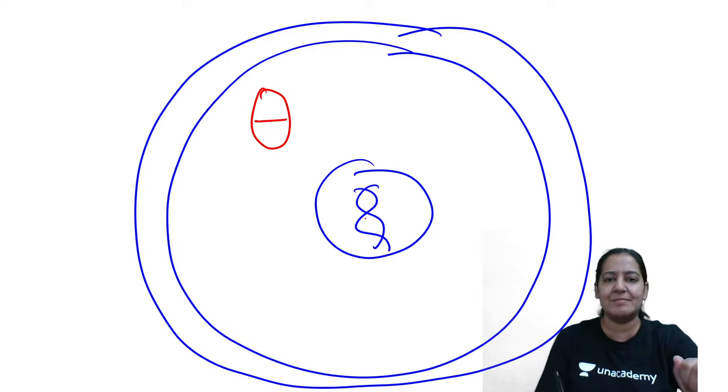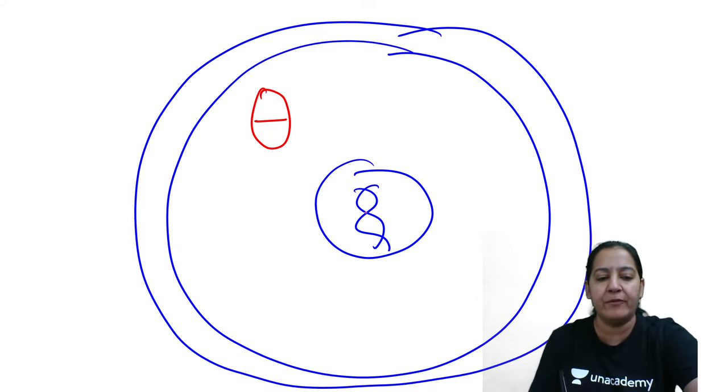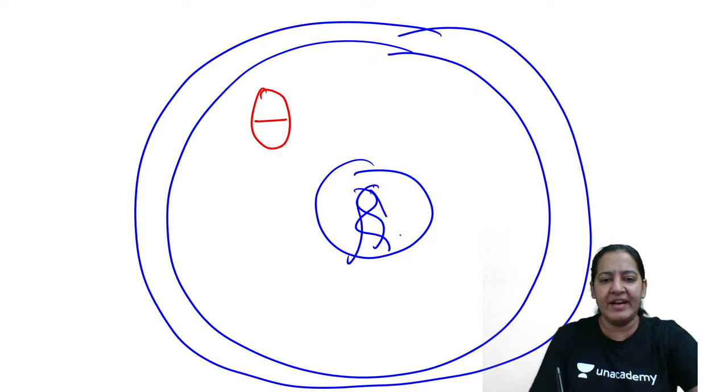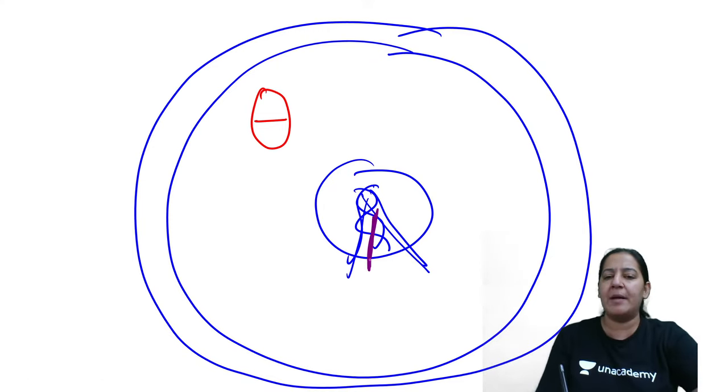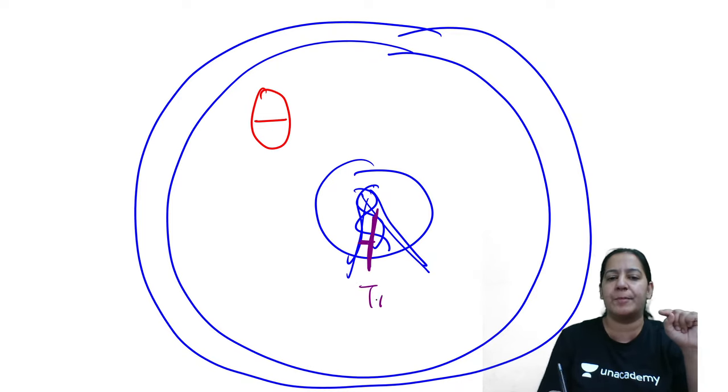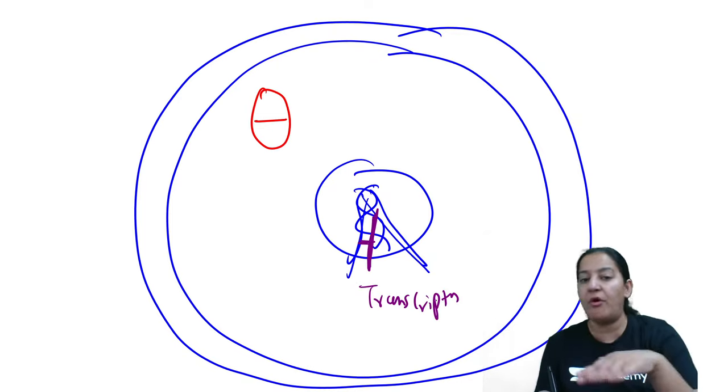How does protein synthesis take place? For protein synthesis to take place, first the 2 strands of the DNA separate from each other. Unbinding takes place. Then leading and lagging. On the leading strand, the corresponding mRNA is formed. So this step is known as transcription. In transcription, the mRNA is formed from DNA.